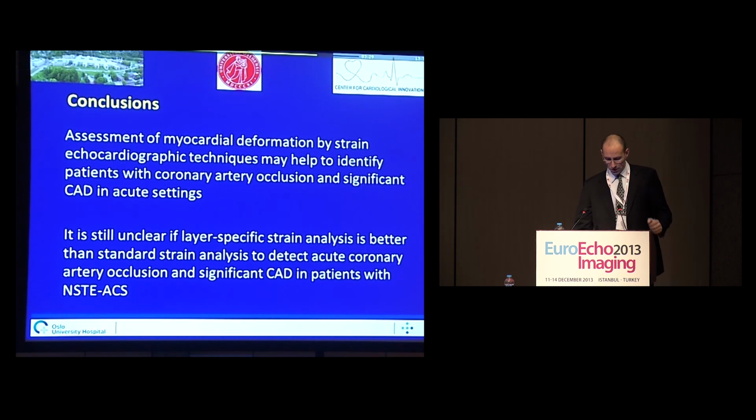So, in conclusion, assessment of myocardial deformation by strain echocardiographic techniques may help to identify patients with coronary artery occlusion and significant CAD in acute settings. It is still unclear if layer-specific strain analysis is better than standard strain analysis to detect acute coronary artery occlusion and significant CAD in patients with NSTEMI ECS.